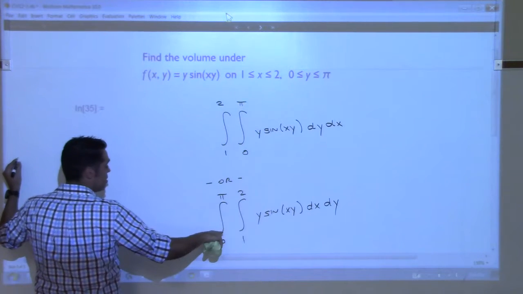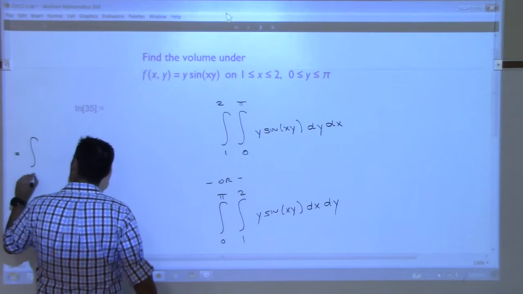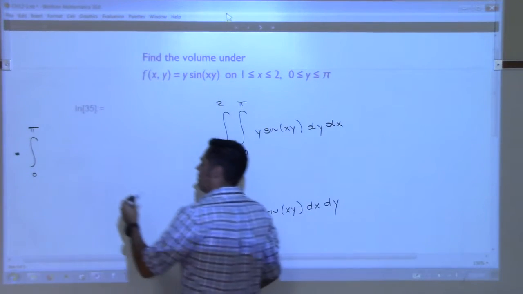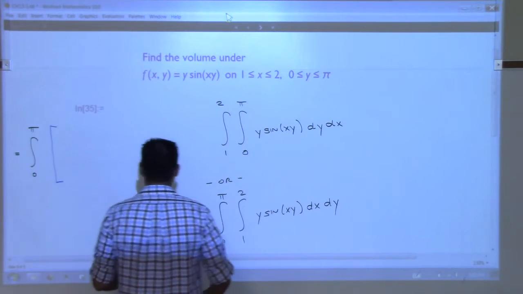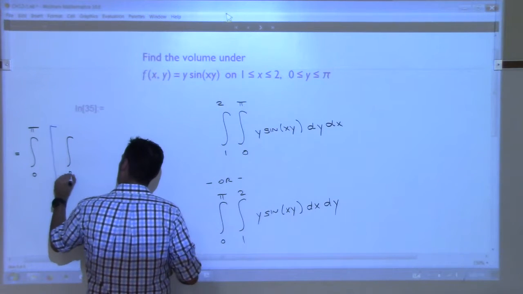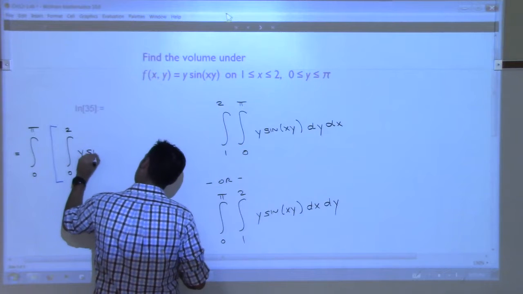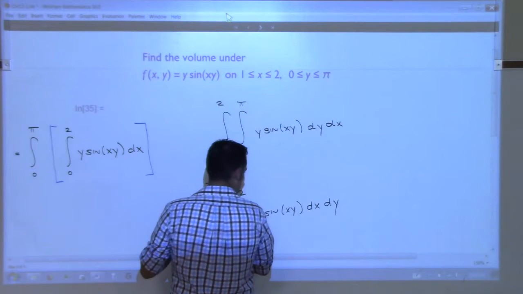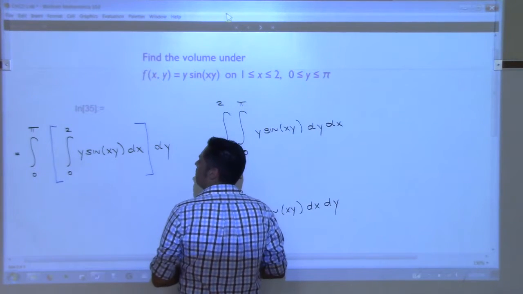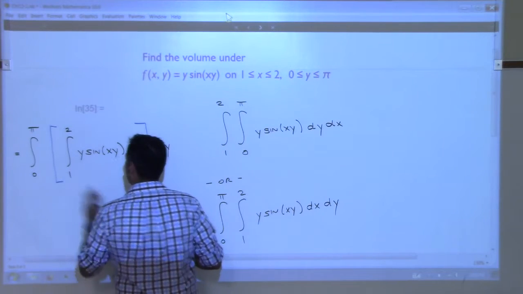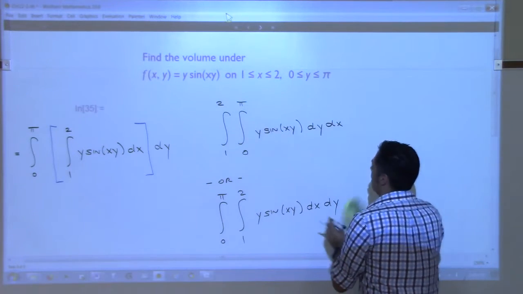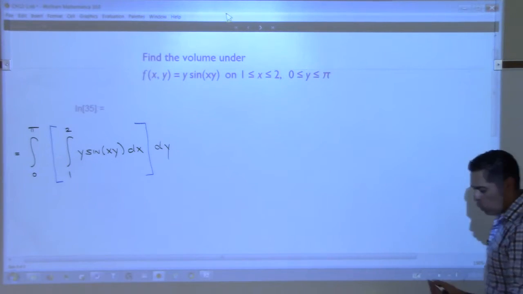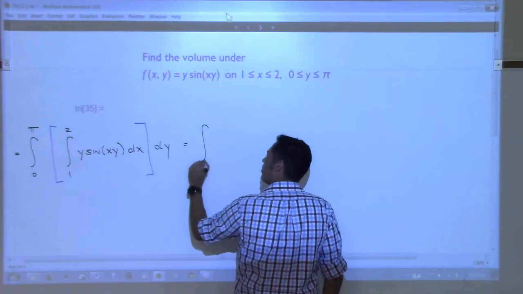All right, so we're going with this option instead. So this is going to be equal to the integral from 0 to pi. And now I start bringing in my inner integral. I'll just go ahead and write it down. Integral from 0 to 2 of y sine of xy dx. And then it should be dy, 1 to 2. Yes, thank you, 1 to 2. Okay, there we go. So this is your integral from 0 to pi.